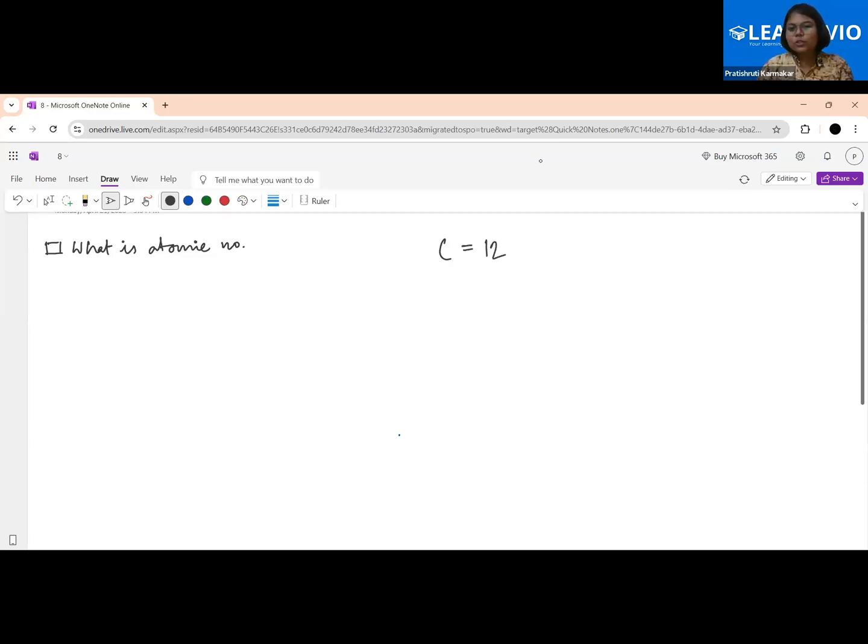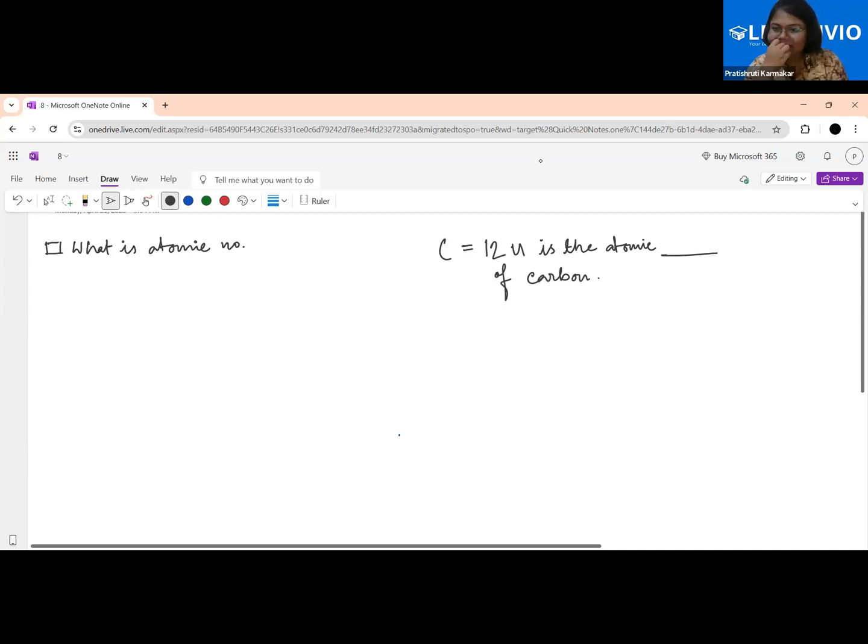12u is not the atomic number. What is 12u? Atomic mass. Yes. 12u is the atomic mass of carbon. Fine. So what is the atomic number of carbon?